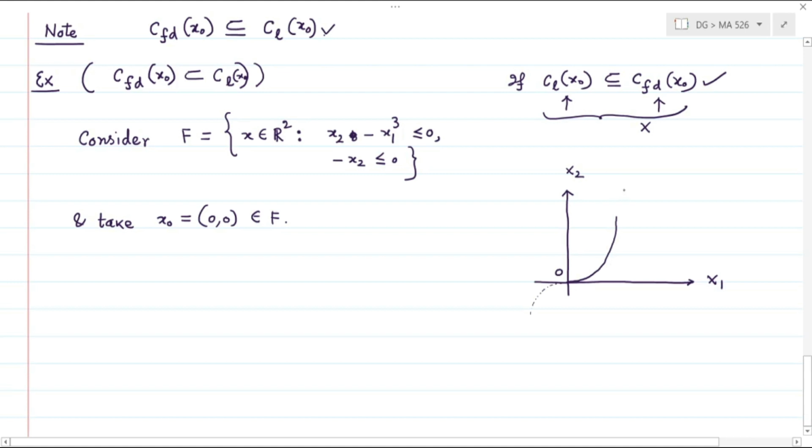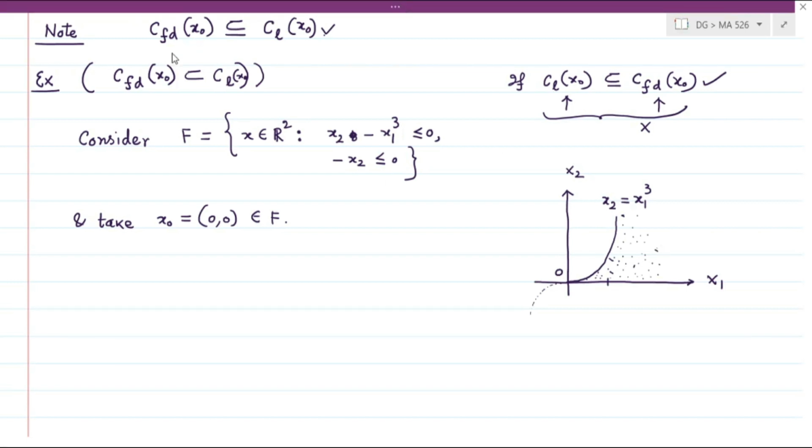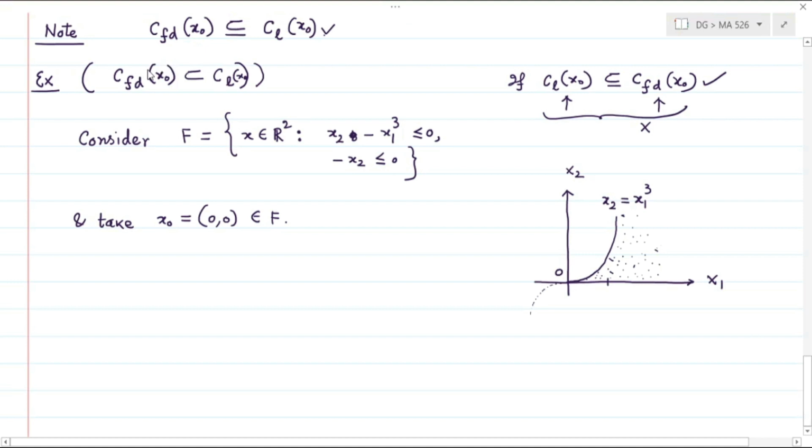Now which part is x2 minus x1 cube less than or equal to 0? Let me pick up a point here, say 1, 0. 1, 0 obviously satisfies x2 less than or equal to x1 cube, and therefore this is the part. So this is your feasible region: x2 greater than or equal to 0 and x2 less than or equal to x1 cube. Now from this figure you can quickly identify the directions that are feasible.